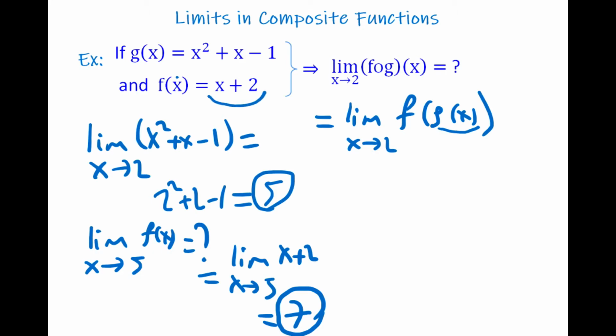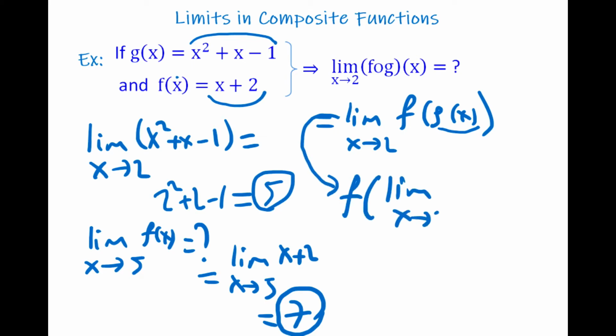And this is true also for g of x. So both f of x and g of x are continuous functions. That means, guys, we can just interpret this as f of the limit when x goes to 2 of g of x. We can find the solution by using this rule as well. Let's find the limit of g of x first. Actually, this is what we found here, and that is 5.